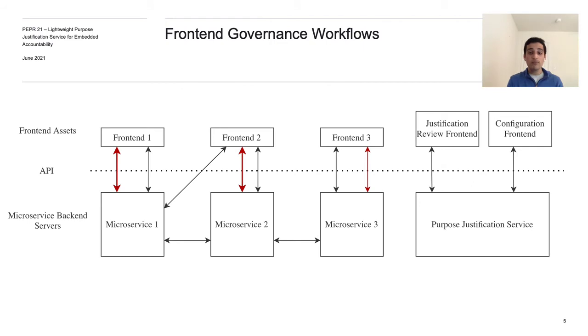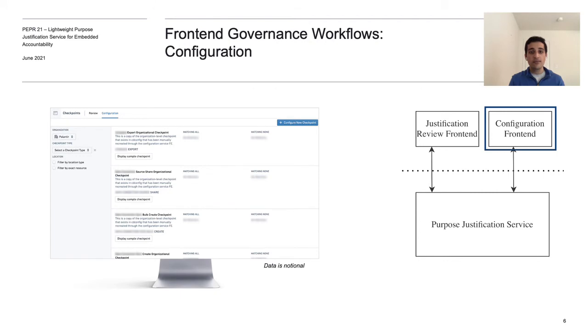We deploy this purpose justification service alongside the other microservices in the platform, and the service supports two workflows for governance users: configuring new justification checkpoints and reviewing user-submitted justifications and the context for sensitive actions. First, it supports a user interface where governance users can create new configurations for justification checkpoints.